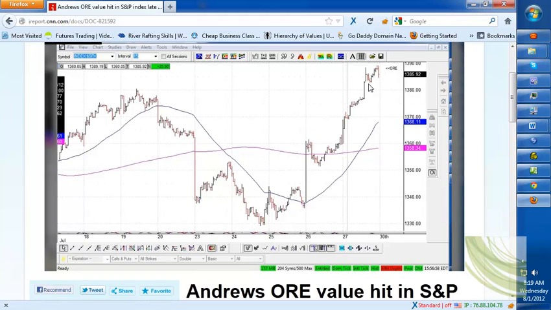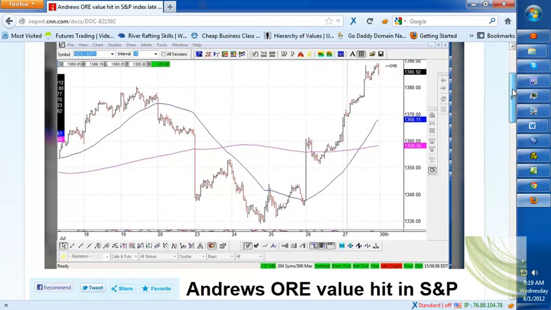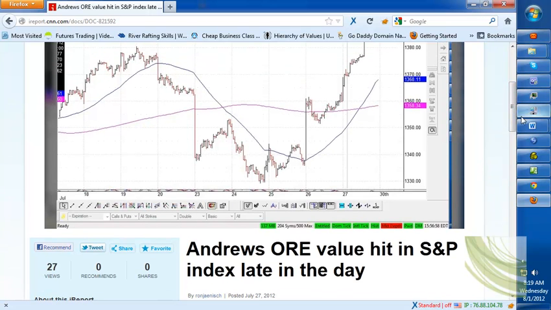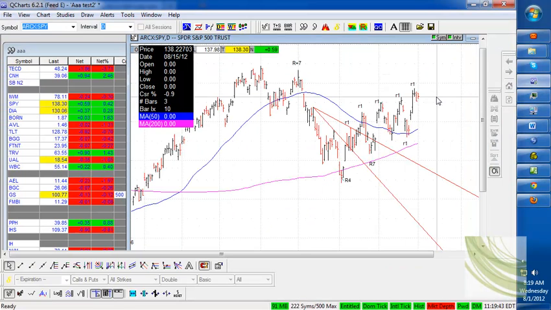And the theory with ORE is very simple: markets pass through it and then will not stay past it very long, and may pop through it on an intraday basis, on the 5, 10 or 15-minute charts, a couple of times. But this is where significant support/resistance comes in, depending upon whether you're going up or down. So let's see what happened. This was July 27th, for example.